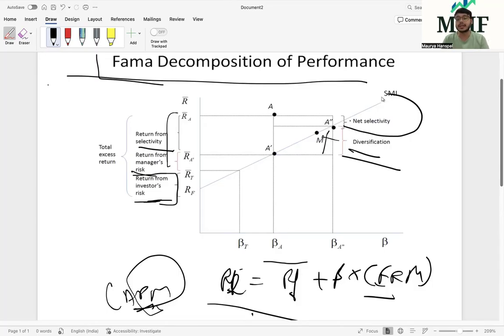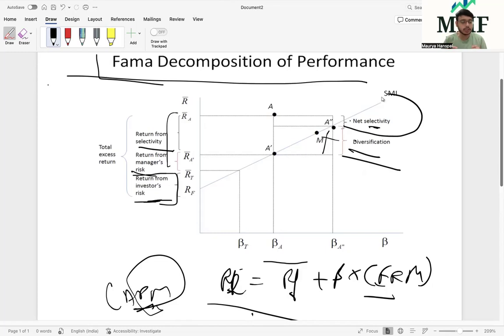Now let's understand what is the net selectivity. If you try to understand this graph carefully, right, the net selectivity is if a fund manager has taken additional systematic risk. In the simplest sense, if we talk about the total risk for a portfolio, the total risk for a portfolio consists of systematic risk and unsystematic risk.